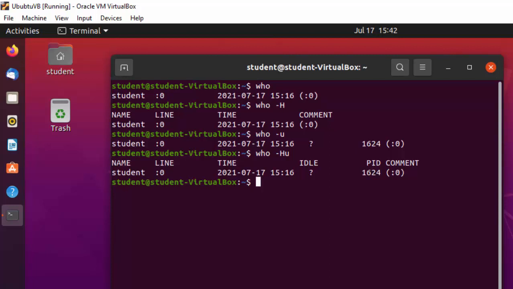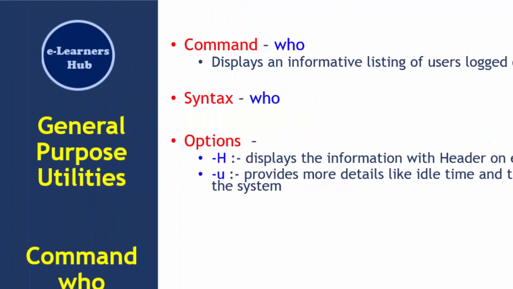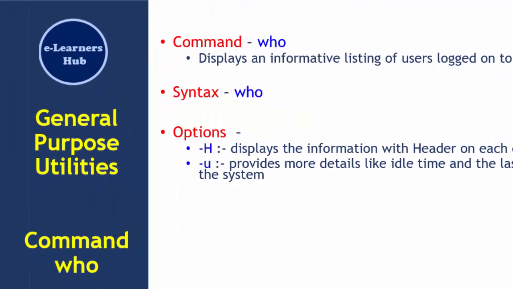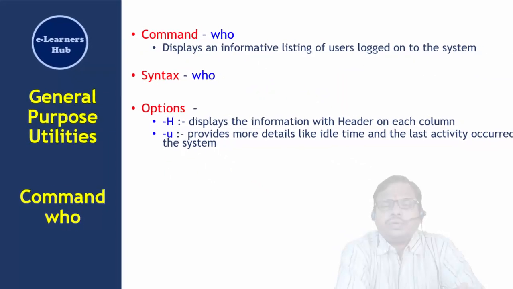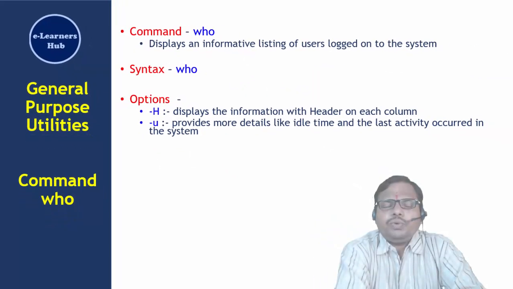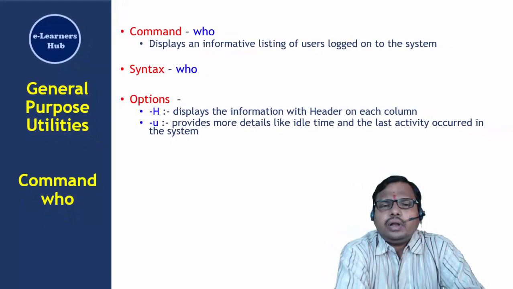Idle is basically the idle time, how long the user has been idle on the system, so it will display the idle time, and PID is the parent ID. It shows you the parent ID of that particular user or that particular shell. So this is how we use the who command, and the who command helps us find out the number of users who have logged into the Linux system.